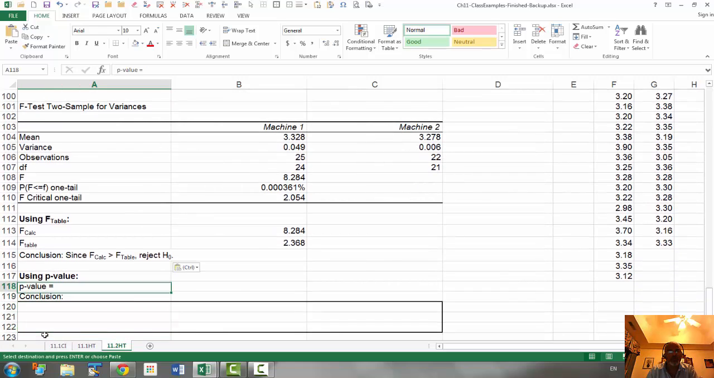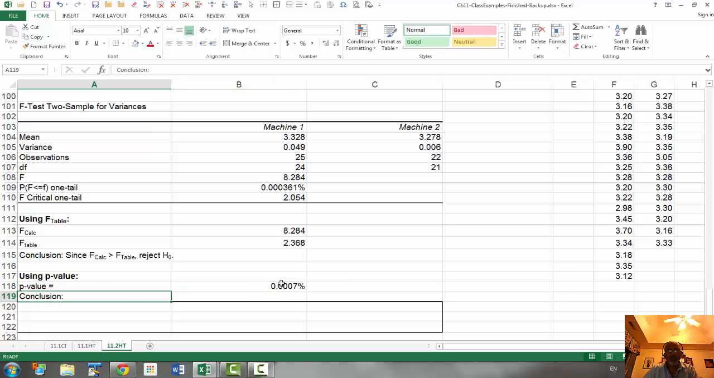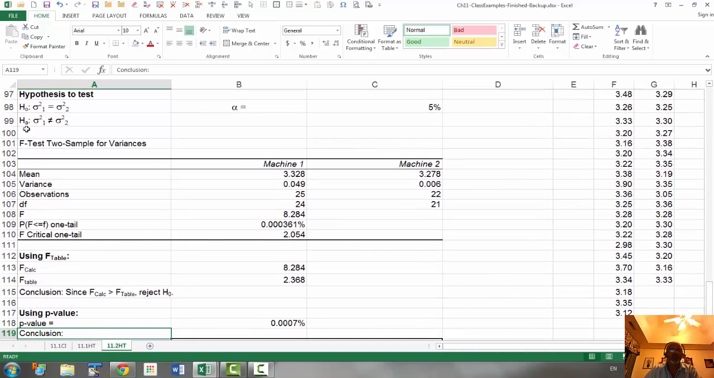Now the p-value approach is pretty straightforward. This is a two-tailed test, so we take the one-tail p-value and multiply by 2. Let's make that into a percentage. If it was a one-tailed test, we would simply use that as the p-value. We will not multiply by 2. Since the p-value is less than alpha, we reject the null hypothesis, so we do have sufficient evidence to conclude the variances of bag weights for the two machines are not the same, they are different. And the probability that that conclusion is wrong is very small, 0.0007%.